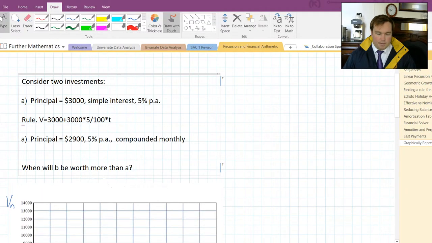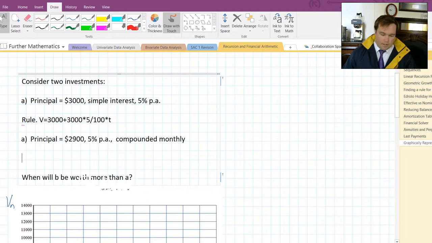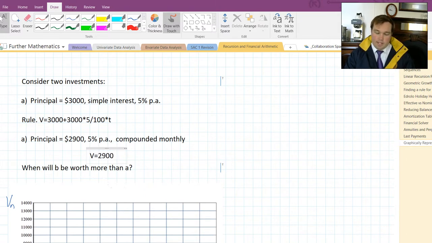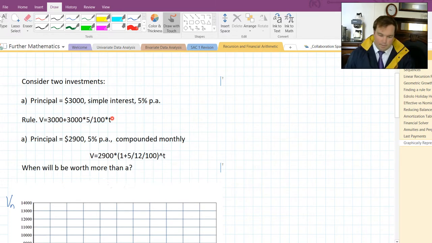Let's look at the second one. It's slightly more difficult. So here, the principal is 2,900 and it's compounding monthly. So the value will be equal to 2,900. Now, because it increases by a percentage each month, it looks like this. 1, that retains its original value, and then to increase it by a percent, it's 5 on 12, that's percent each month, over 100, to the power of, now not just here, n, because t above is in years.